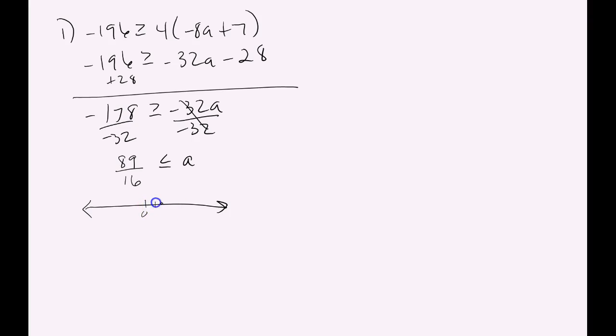So we'll go over to 1, 2, 3, 4, 5. A little more than 5.5. I'm going to put a closed-in circle. Why? Because there's an equal to thingy underneath it. And since it's less than or equal, I'm going to shade that way. Okay, so that should be sort of what you're looking at.